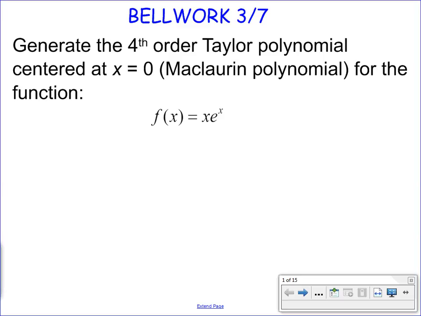Welcome, ladies and gentlemen. Let's go ahead and generate the fourth order Taylor polynomial that represents the given function. So here we have f of x equals x times e to the x. What do we need to construct the Taylor polynomial? Well, we need derivatives, right?